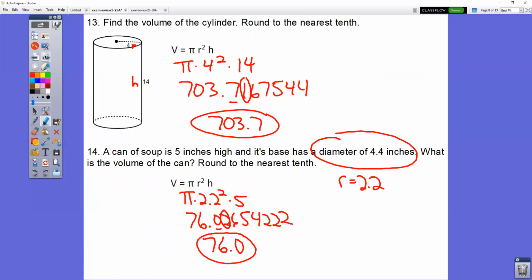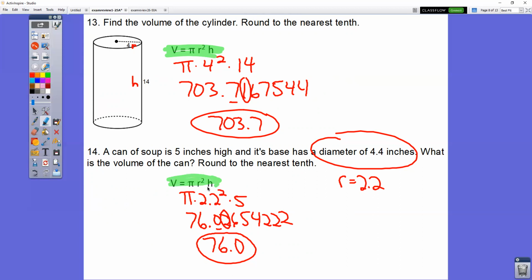In question number 13, finding the volume of the cylinder. This time we have pi r squared h. So our radius goes halfway across the circle, which is 4. Our height is 14. Sub those numbers into the formula, 703.7.